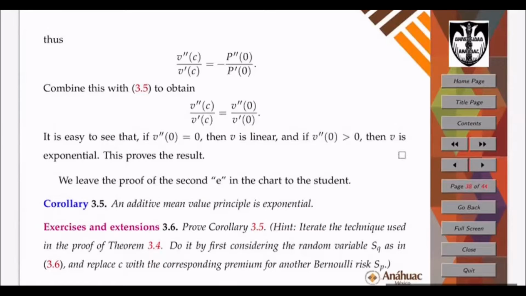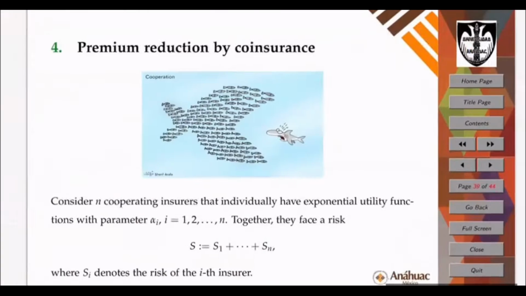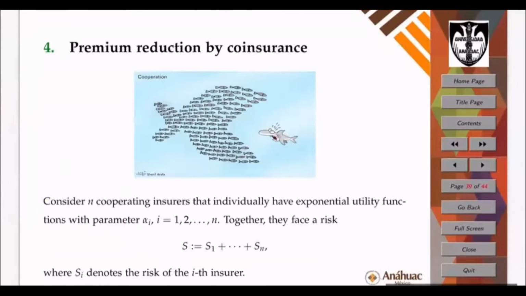In our last class, what we did was prove the first of the properties of the chart, where we found that if you have a consistent mean value, then it has to be exponential. For today's session, we will work with premium reduction by coinsurance. So I will present just a little introduction, and then I will prove a little theorem.